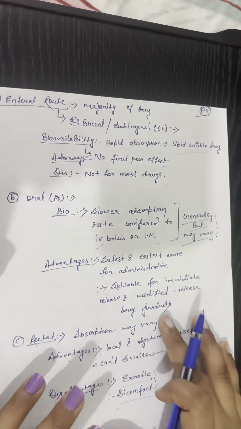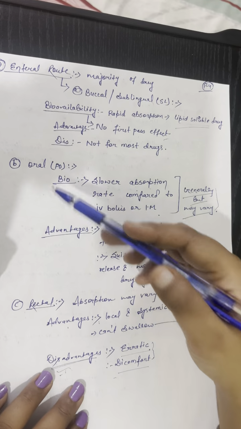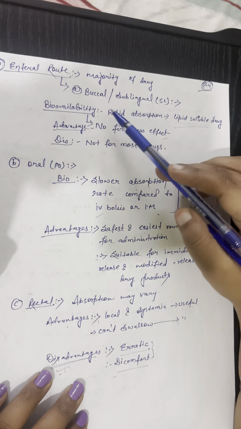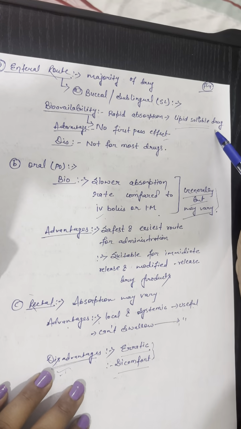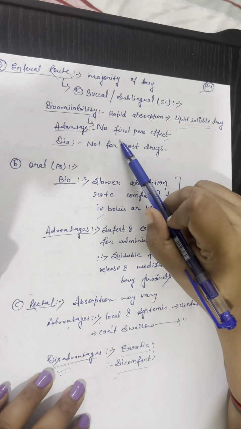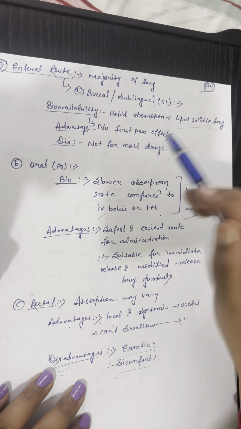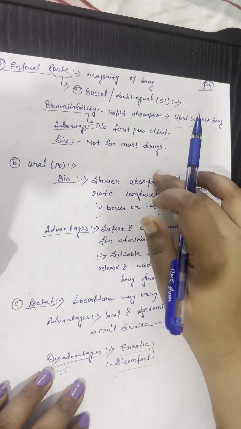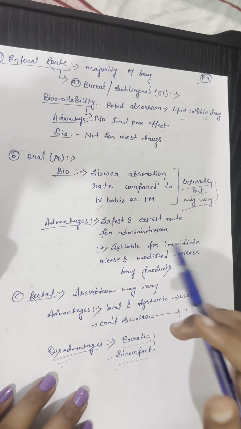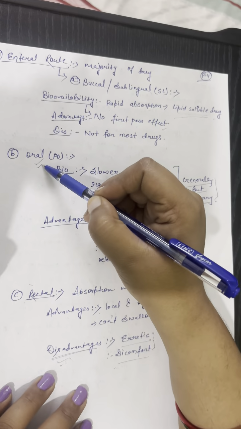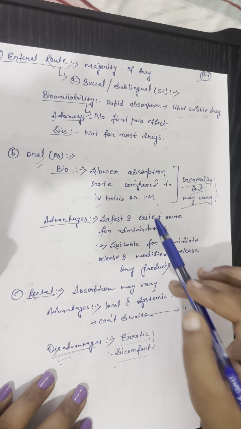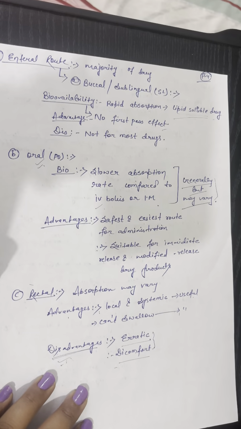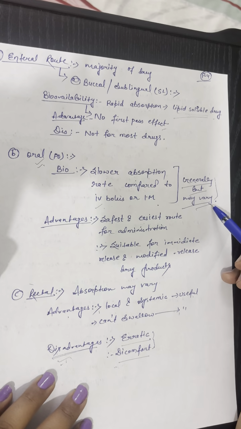Second, we talk about the enteral route. Enteral route, like oral, rectal, sublingual. Bioavailability, rapid absorption, lipid soluble drugs. Advantage, no first pass metabolism. Disadvantage, not for most of the drugs. Orally, majorly we use oral drug. Mostly this will give slow absorption than the IV and IM generally, but not for 100% of drugs.